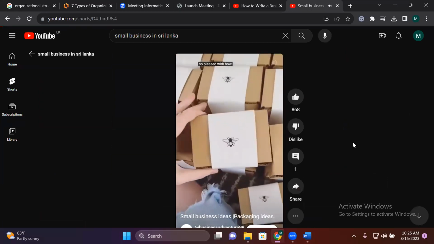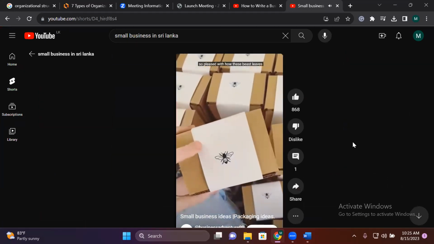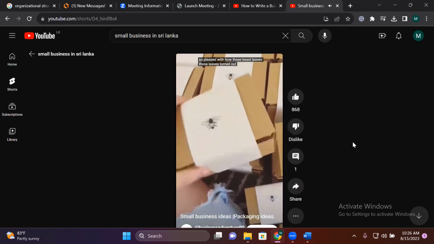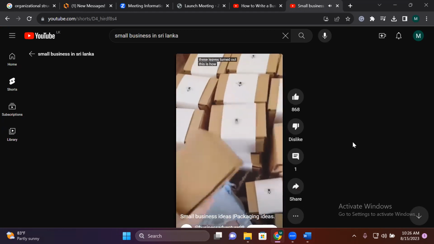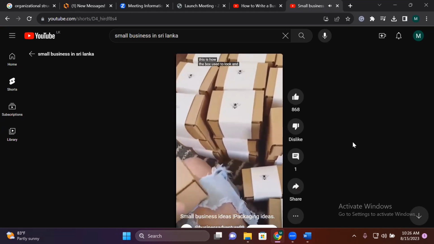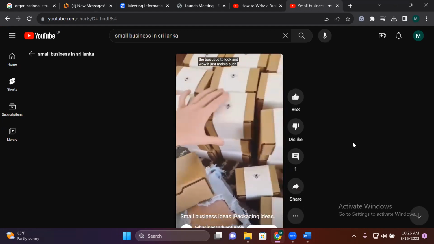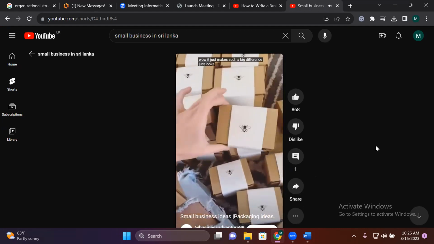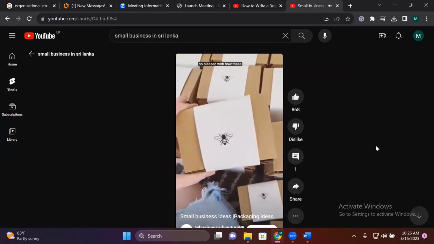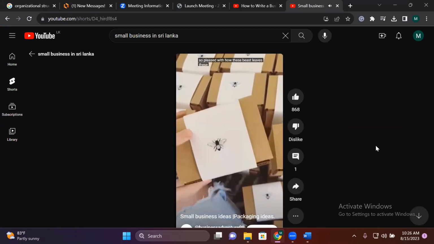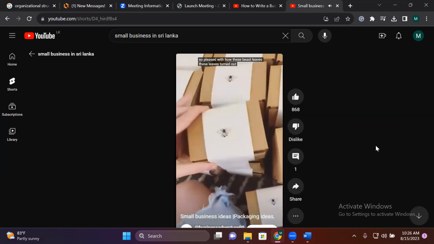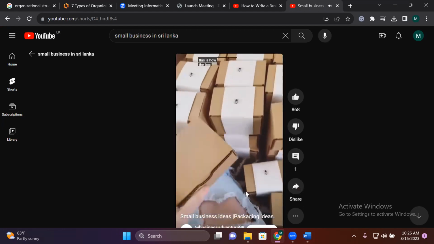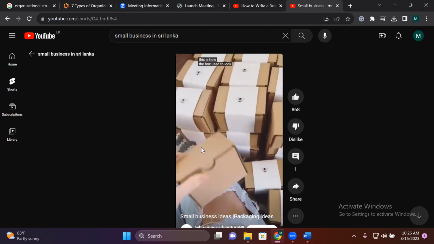So pleased with how these bee sleeves turned out. This is how the box used to look, and wow, it just makes such a big difference. This is how the box used to look, and can you see now?